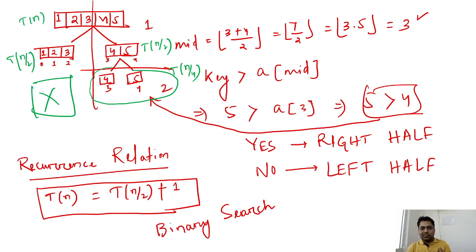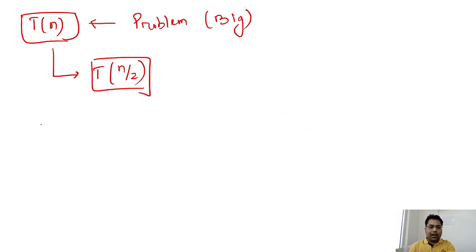But the condition is that binary search works and is efficient only if the array we are given is sorted. Then what is the time complexity? We know how to find it, and I'm just using the recursion method.